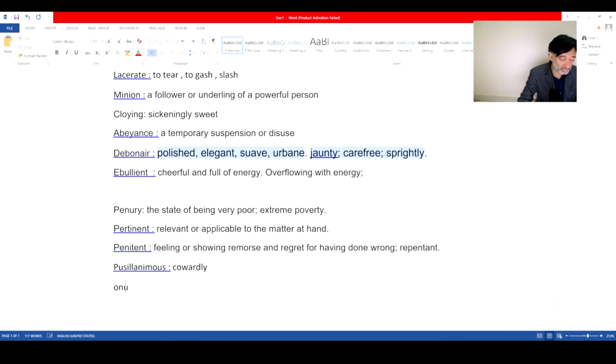Onus, burden or responsibility. Usually it is used like that, right? The onus is on you to prove something. The burden of responsibility. Burden or responsibility. Okay, so remember these words.